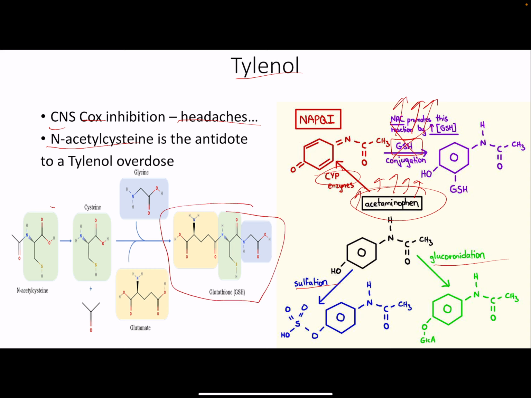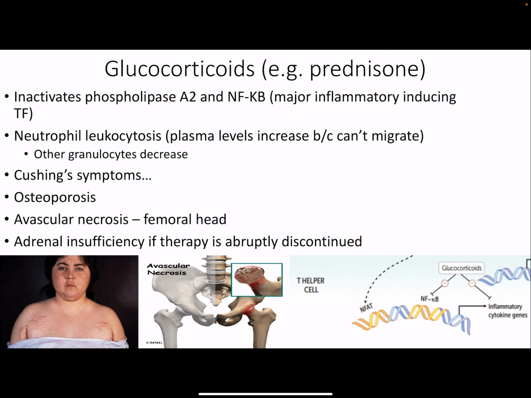Glutathione is specifically going to be cysteine, glycine, and glutamate pulled together. So this just makes more cysteine so that we can make more glutathione, which is sort of like the limiting factor there. I don't know how high yield this is for this test, but it'll come up eventually. So we talked about it.